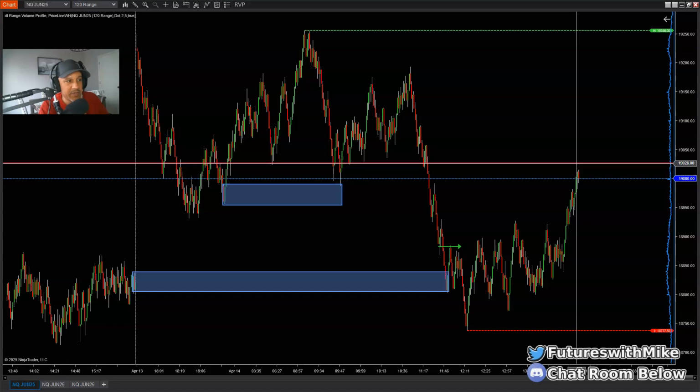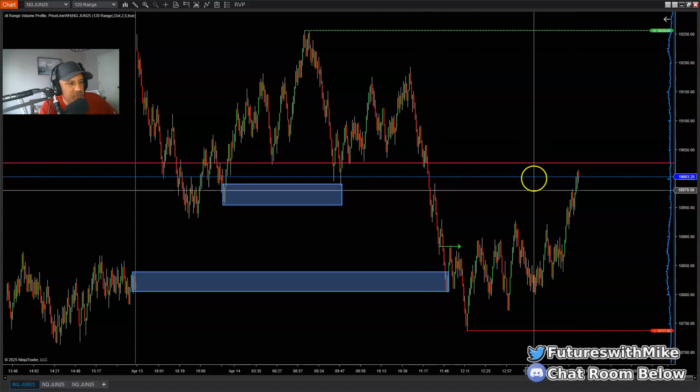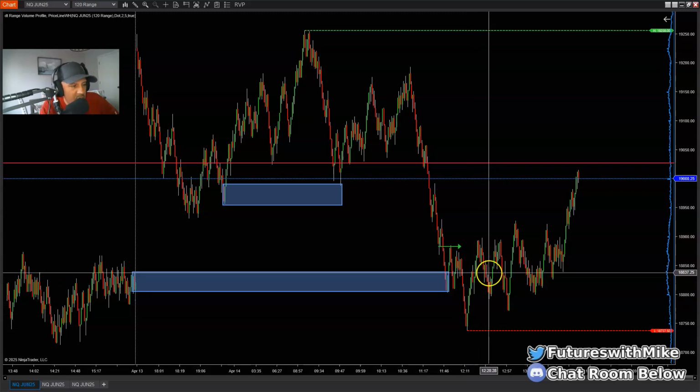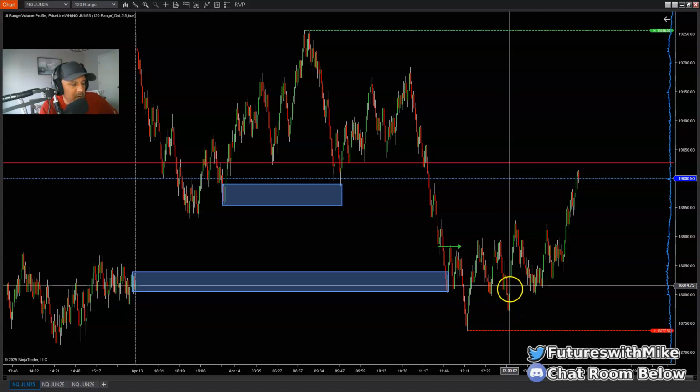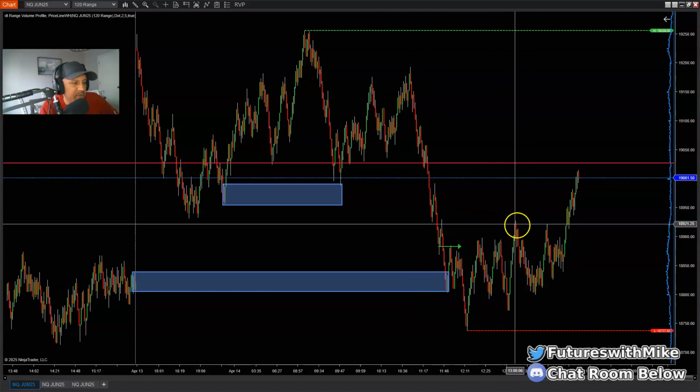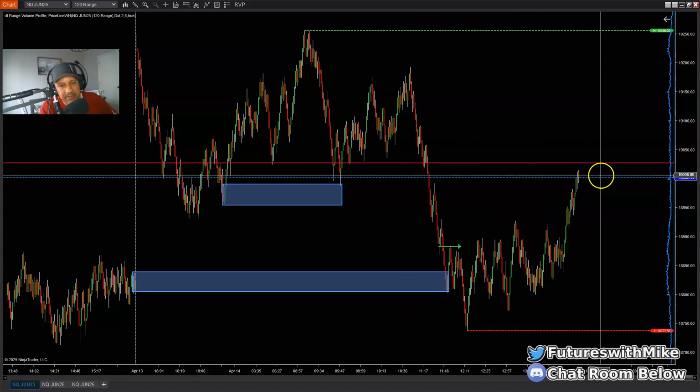Is it something I'd be interested in? Definitely. But if you're a beginner trader, I don't recommend trading counter trend against the overall direction right now, which is bullish. We got a higher low, higher high. So we made this reversal pattern here going back to the upside. That's what I'm trying to say.